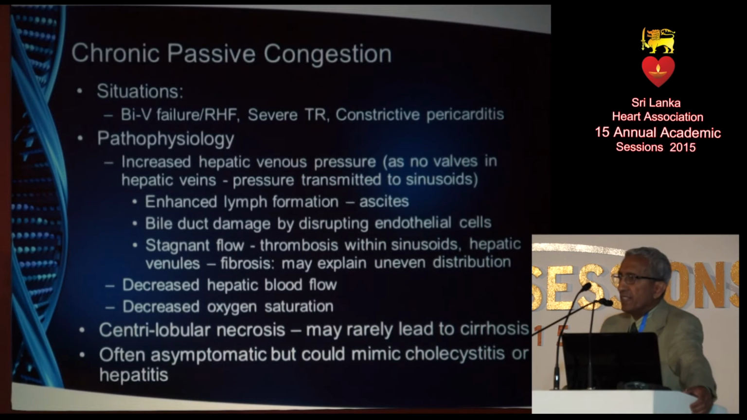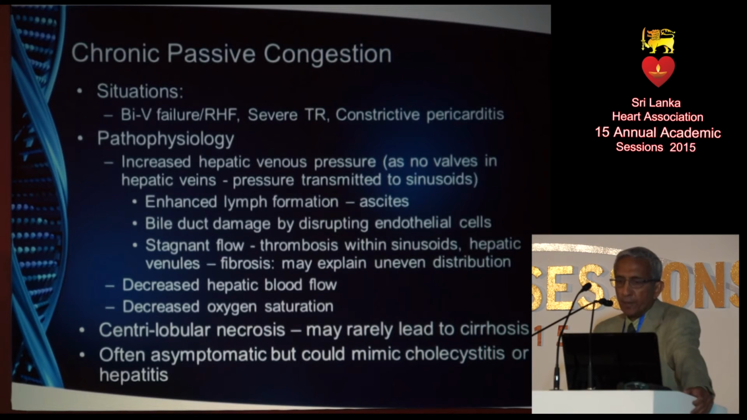And so what happens there? There's obviously increased lymph formation because of the increased pressures within the sinusoids. There can be bile ductular damage because the bile ductule is basically in between the hepatocytes adjacent to the sinusoid. And then the stagnant flow within the sinusoids as well as in the hepatic venules can lead to thrombosis there, and that can in turn lead to fibrosis. So this may explain that in cardiac cirrhosis, the fibrosis can be patchy early on as opposed to other conditions, because the fibrosis may be secondary to thrombosis occurring sporadically.